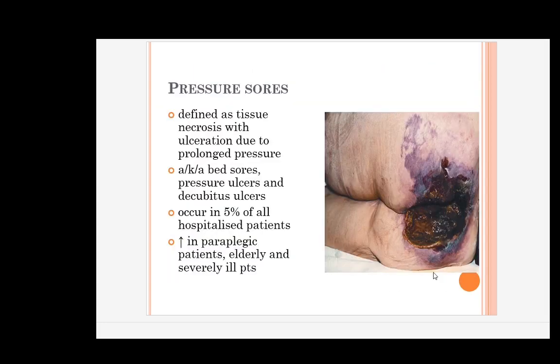So, pressure sore, just to know a little, the decubitus ulcer or pressure sore are the same. They are also known as bed sores. They occur in 5% of all hospitalized patients, but the important group of patients where this happens is those who are paraplegic, elderly, and bedridden.